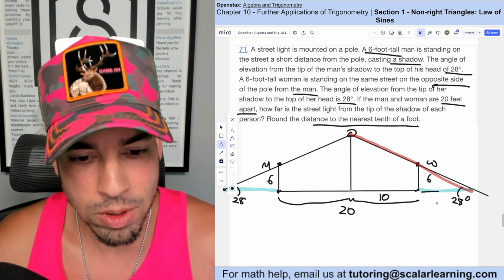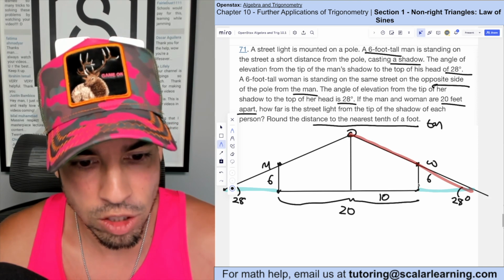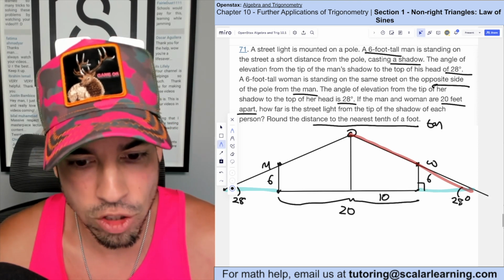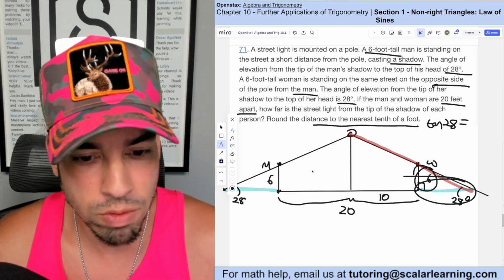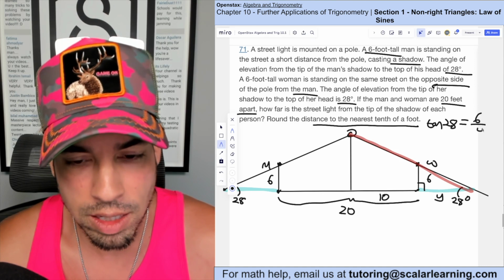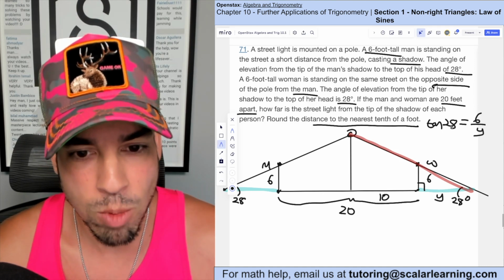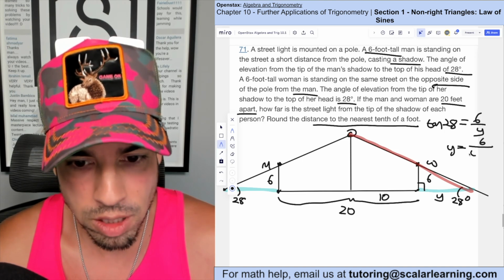So now let's solve for the length of that shadow. And the way I can do that is I can use my typical tangent function because that's a nice right triangle. Tangent of this angle that we know is 28 is equal to opposite over adjacent. So it's opposite, and I'll call the adjacent y like this. I'm going to solve for y. I'm going to multiply by y and divide by tangent of 28. So we got 6 over tan 28.